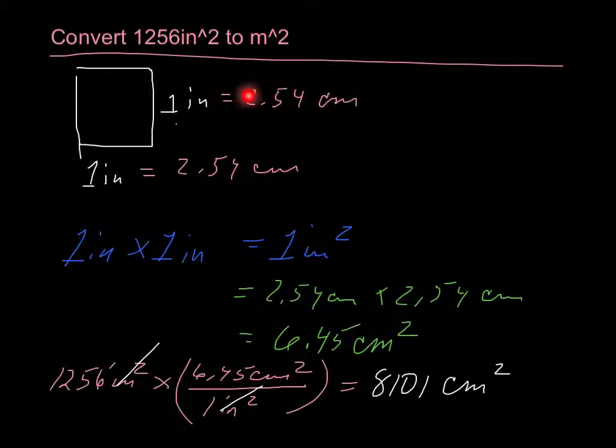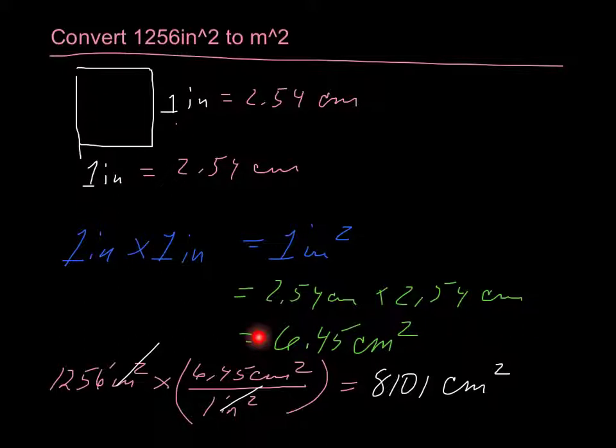So 1 square inch is how many square centimeters? 2.54 squared. So you've got to square the 2.54. And that's what I did here. 1 inch by 1 inch equals 1 inch squared. Each inch is 2.54 centimeters. So that's the same thing as 2.54 centimeters times 2.54 centimeters, which is 6.45 centimeters squared. That's the trick, okay? That's the difference since they're squared.